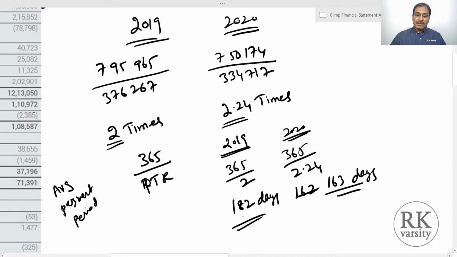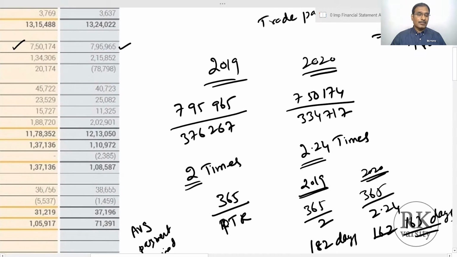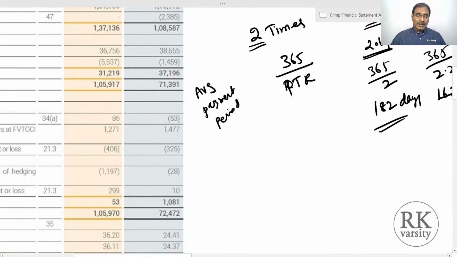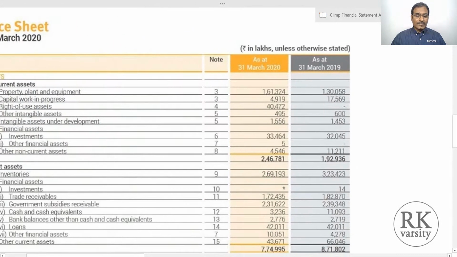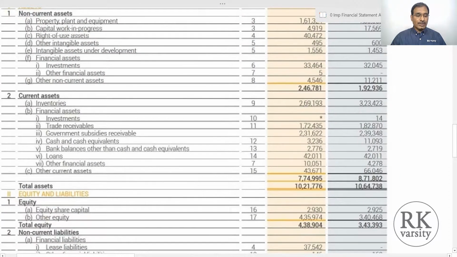suppliers, 182 days. Now this should not be wrongly interpreted. In the sense, if a company is taking too many days to make a payment, maybe you may think that this indicates a poor financial position of the company. But if you look at the cash position of this company and look at the current assets, here the company has got cash and cash equivalents of 3,236 and 11,093 million, and bank balance is also there. So the company is having sufficient cash reserves.